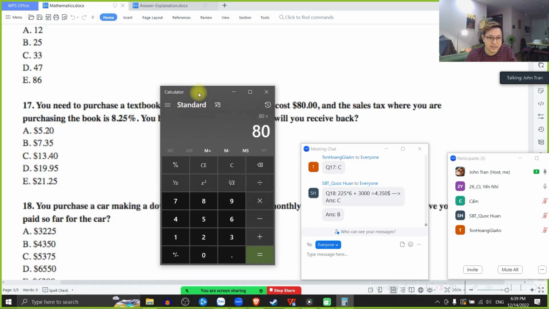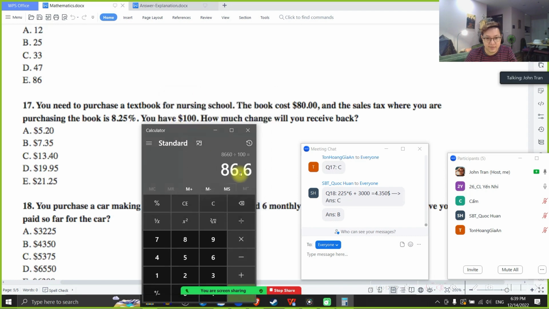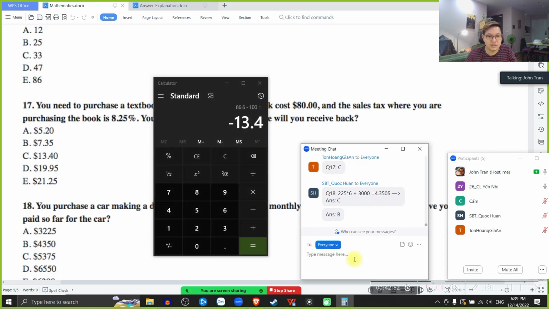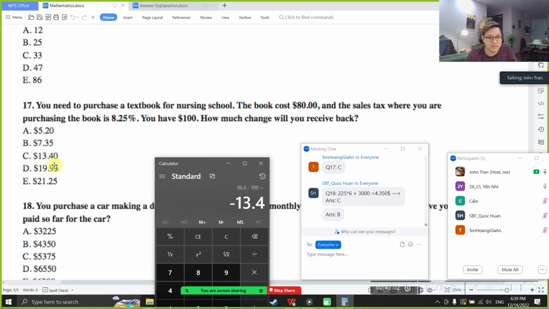So it means if you buy a book, you have to pay 108.25% of the original price. So you have to pay 86.6. And you have 100. You should have $13.4 that you get back. Okay, you should get this one back as change.